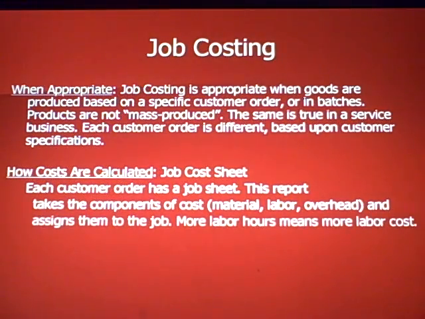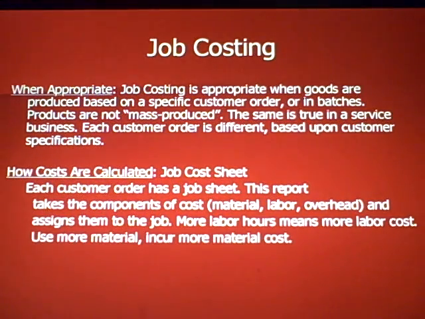How do we do it? We calculate costs using a job cost sheet. You're going to see the sheet in the management accounting video beyond this one. Each customer has a job sheet, each order. The report takes the components of all the costs to do the job, material, labor, and overhead, which we'll define in a minute. We take all those costs and assign them to the job. For example, more labor hours means more labor cost. You use more material, you incur more material costs.